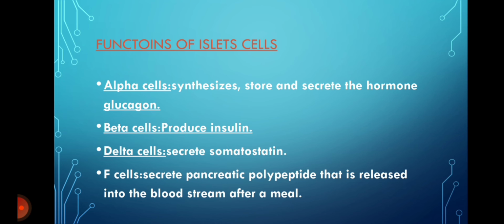Next is the functions of these islet cells, that is, alpha cell, beta cell, delta cell and F cells. Alpha cell synthesizes, stores and secretes the hormone glucagon, and beta cells produce insulin. Delta cells secrete somatostatin. F cells secrete pancreatic polypeptide, that is released into the bloodstream after the meal.